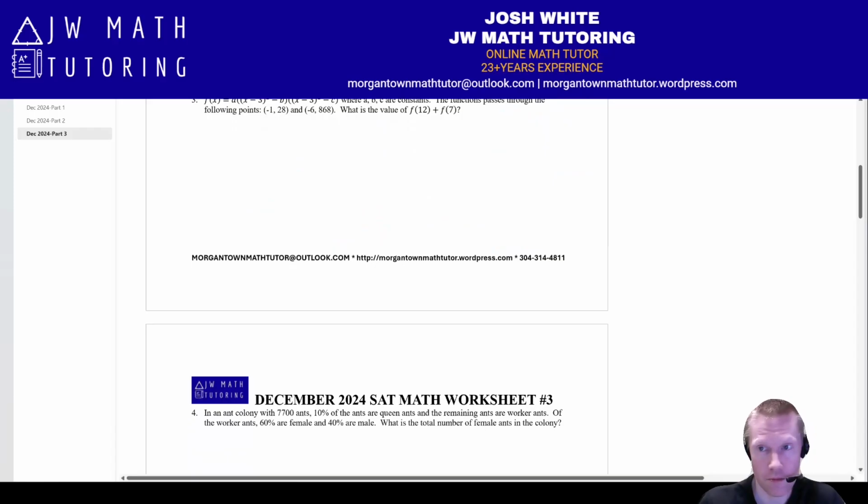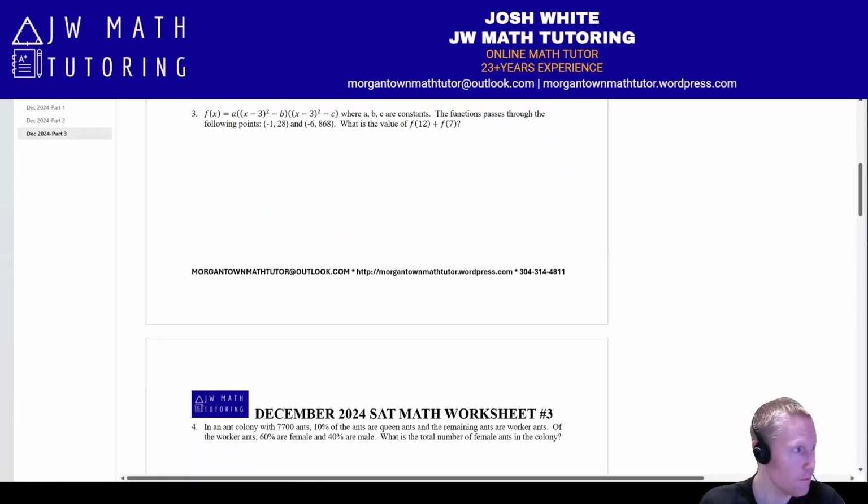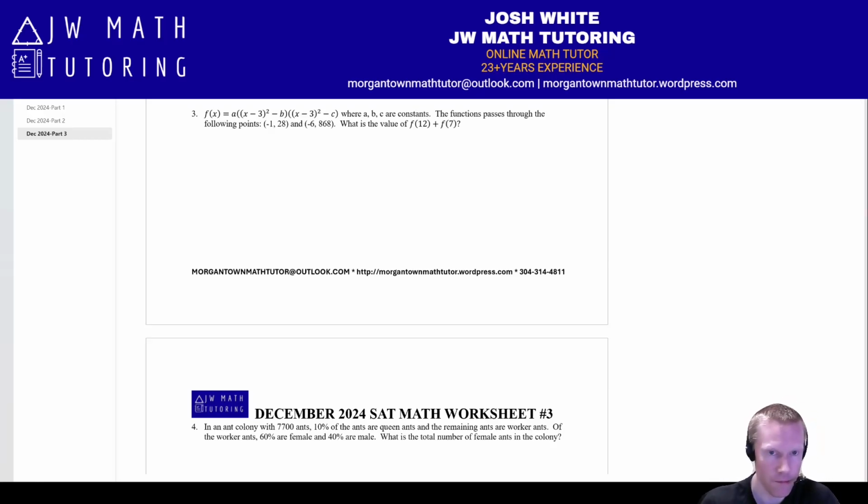All right, bottom of the page, problem number 3. So this is a repeat problem. This is one we've seen before. I will show you both methods that you can use to solve it. What you have here is basically a polynomial function, and you have some points.